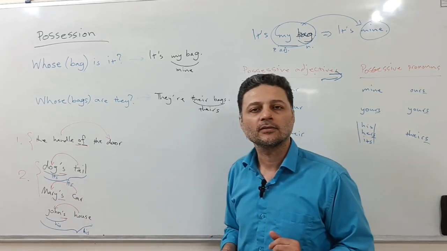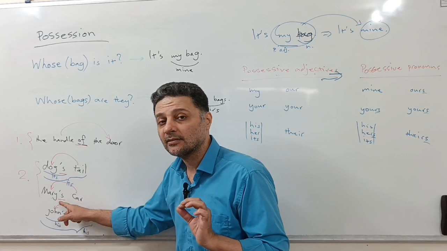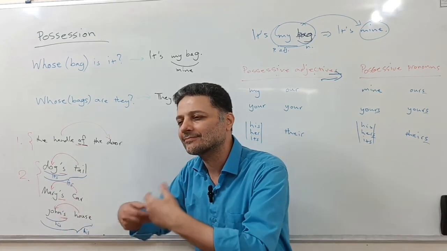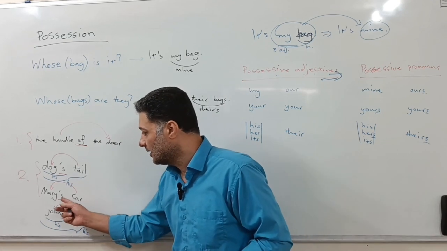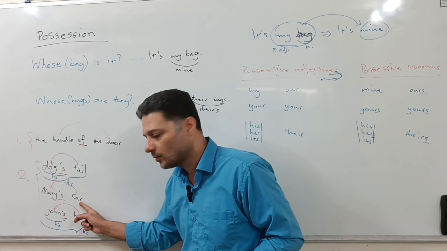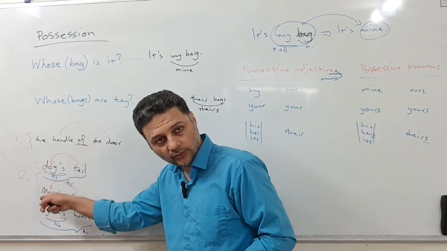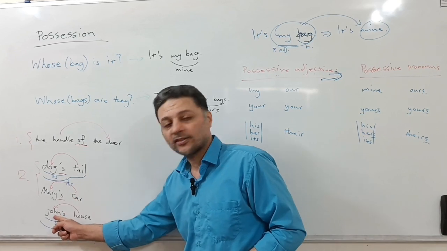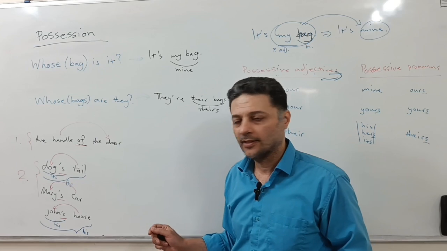Mary's car. Mary, right, has a car. This is not Mary has a car. Well, it is very close to it. I mean, the idea or the meaning is the same thing. So Mary's apostrophe S, and then we use the word car that belongs to Mary, like the tail that belongs to the dog. Or another example that I gave you, John's house, all right?